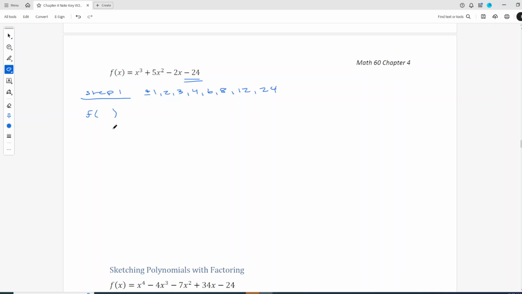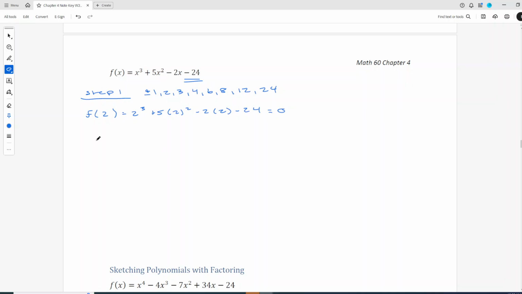Now the question is, should we try positive 2 or negative 2? When I look at this, we're trying to balance a negative 24. So I'm going to try f at 2 first. So we're going to have 2 cubed plus 5 times 2 squared minus 2 times 2 minus 24. And then we're going to plug that in. So I've got 8 plus 5 times 4 minus 4 minus 24. Ha ha ha, look at that. We got so lucky. So step number 1, we found our 0.